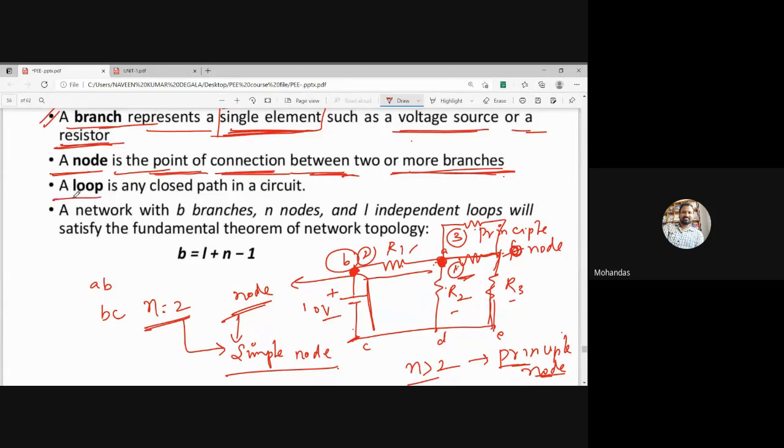Now, what is a loop? The next definition is loop. A loop is any closed path in a circuit.